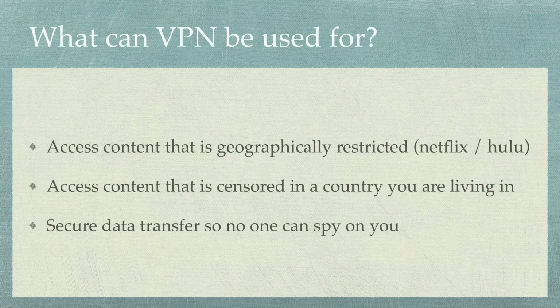So what can a VPN be used for? Well, it can be used to allow us to access content that is geographically restricted. For example, if you're living in a country that's not the US and you want to access content like Netflix or Hulu, a VPN will allow you to do that. Or if you want to access content that is censored in the country you're living in, you can do that with a VPN. And you can also be anonymous online, which means if the government wants to spy on you, the VPN will protect you from that, because the data being passed between the VPN and your computer is secure. Nobody can understand or read that flow of data. Only you can.